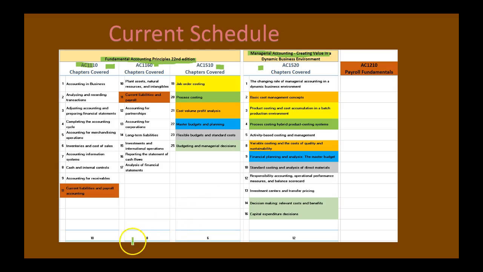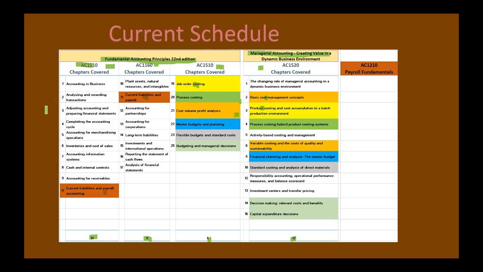What we want to note is that the AC 1110, in terms of chapters, in terms of content being covered, has 10 chapters. The second one, 8. The next one's 6, and then we move to a different textbook, which has 12 chapters. Also want to note the colored areas, which indicate that there's some duplication in the material being covered.